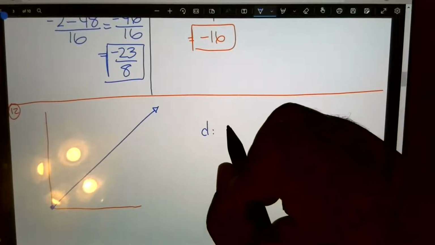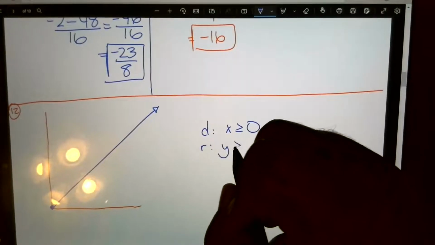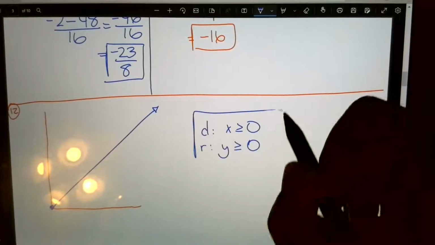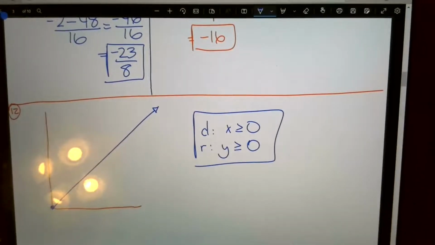So for your domain, x is greater than or equal to 0. For your range, y is greater than or equal to 0. This is inequality notation, where they're equal signs or unequal signs. Notation has parentheses. So this problem, it's not very much to it. It's interpreting the graph.